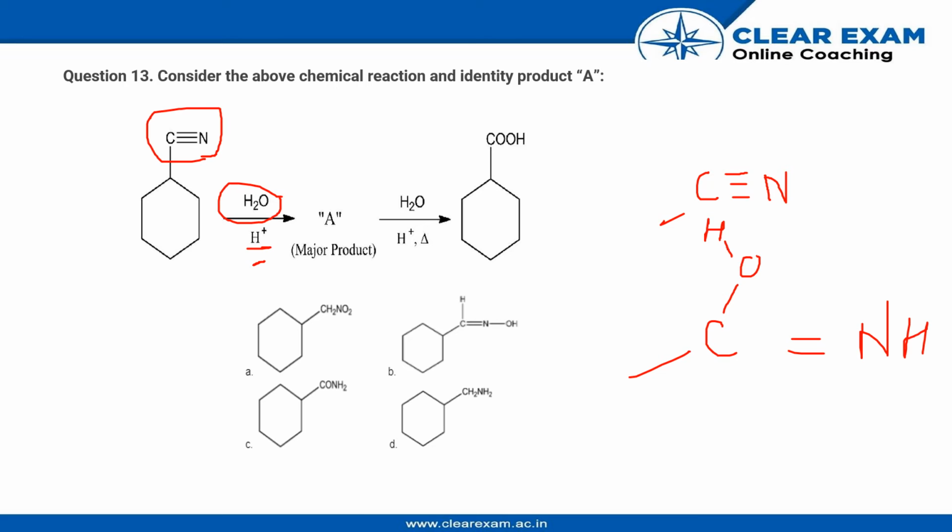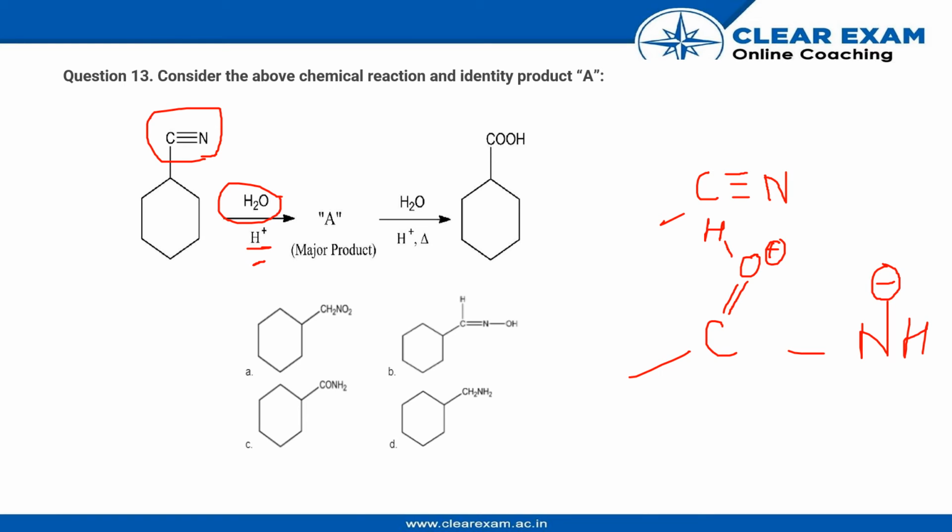Now oxygen again donates its lone pair, as oxygen retains its lone pair by the loss of hydrogen. So it again donates its lone pair to form a double bond with the carbon, and this bond is shifted to the nitrogen. So the intermediate becomes this, correct?